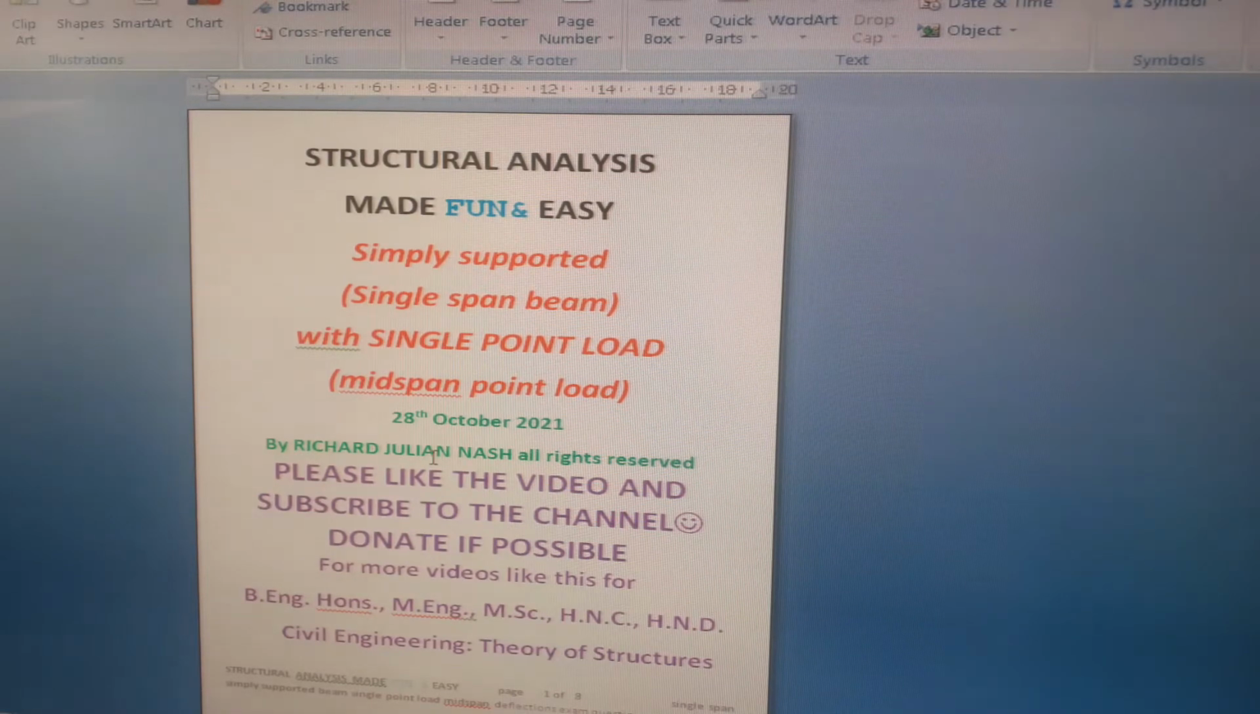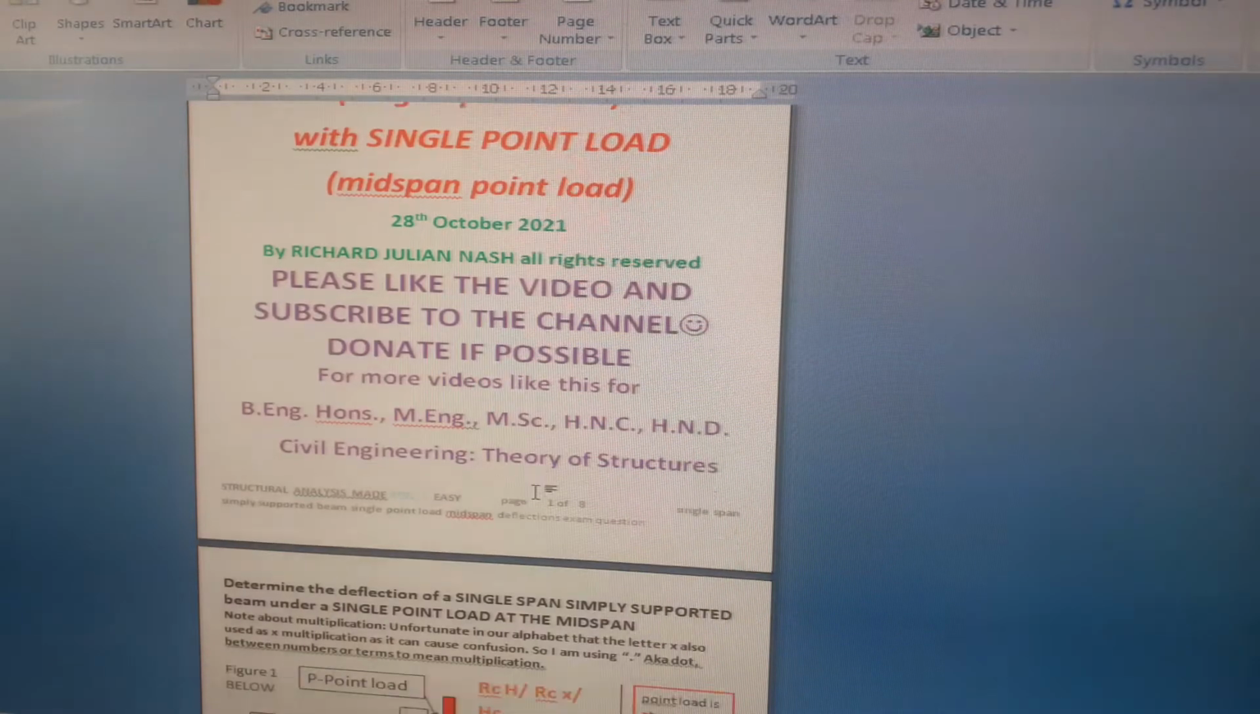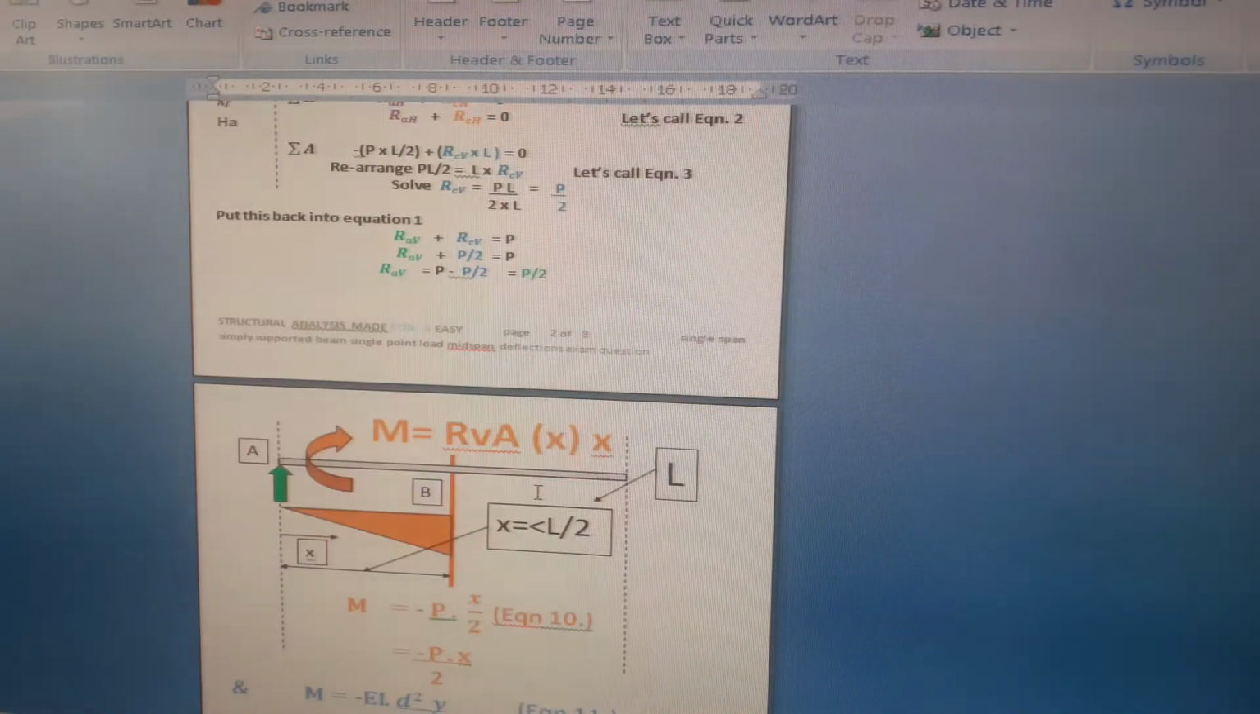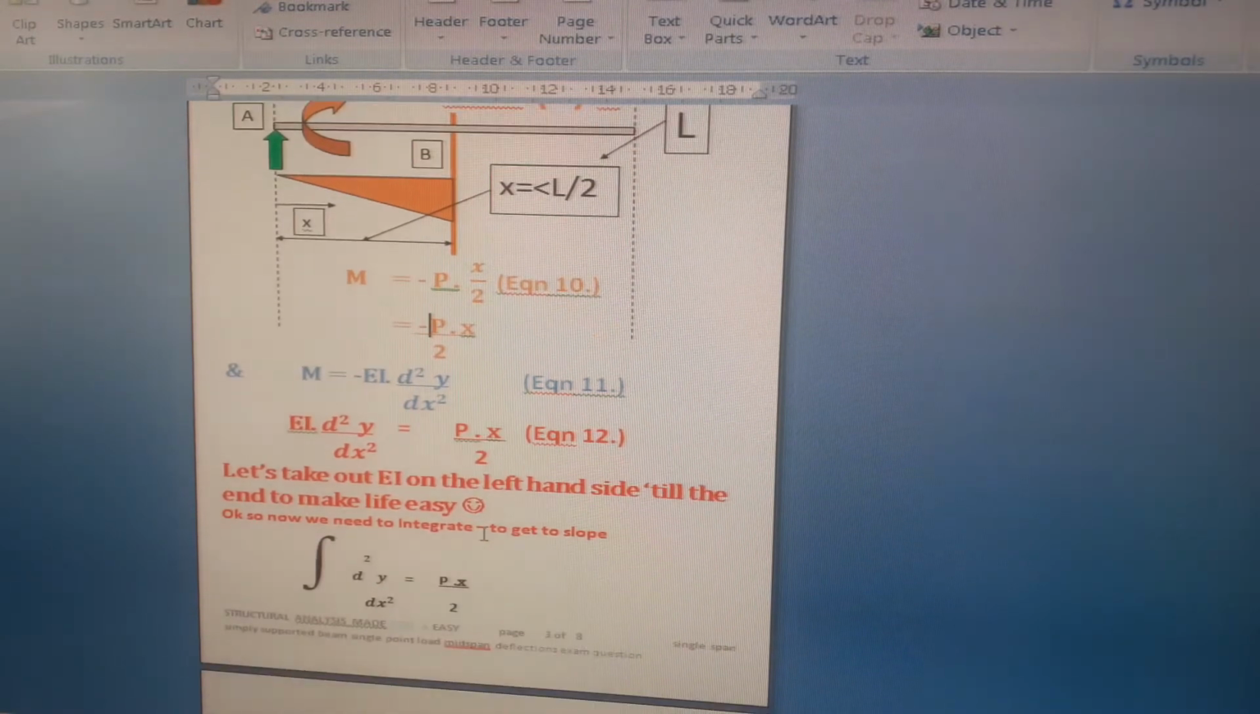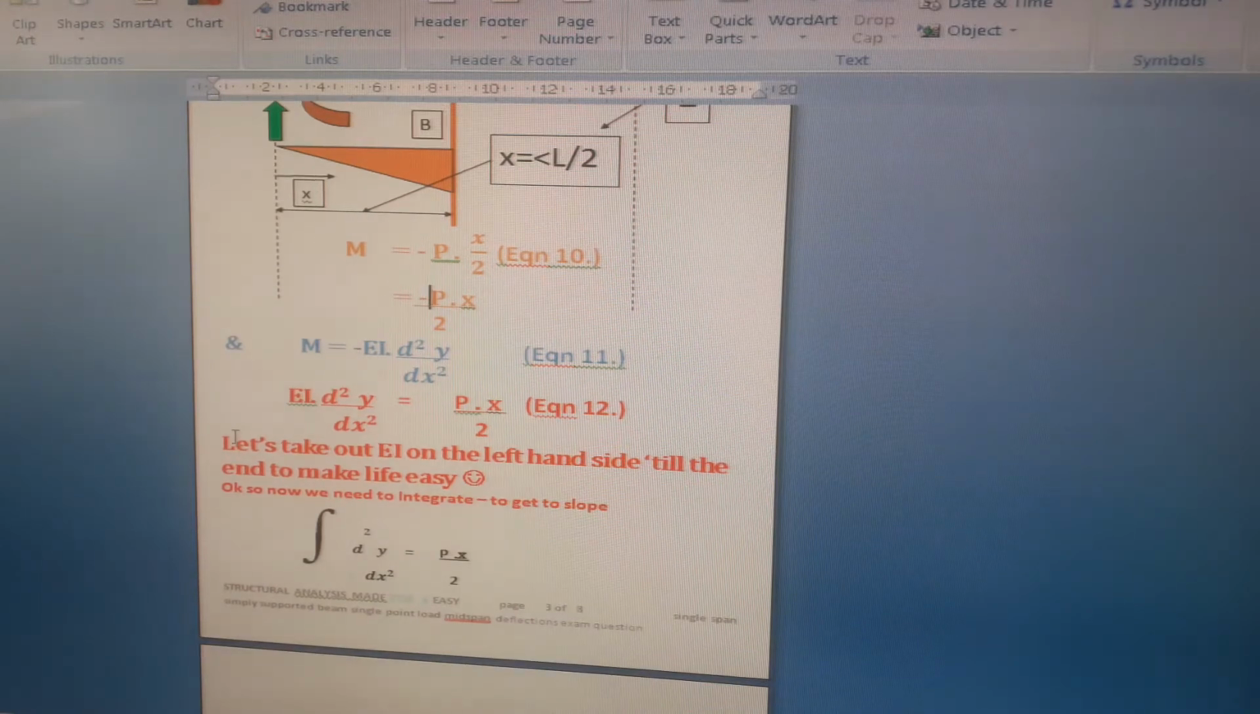Structural Analysis Made Fun and Easy. This is part 2 of Simply Supported Single Span Beam with Single Point Load, Mid-Span Point Load. In part 1 we looked at the reactions and we found the moment. We've set up the equation for the moment. So let's carry on where we left off on the last video.